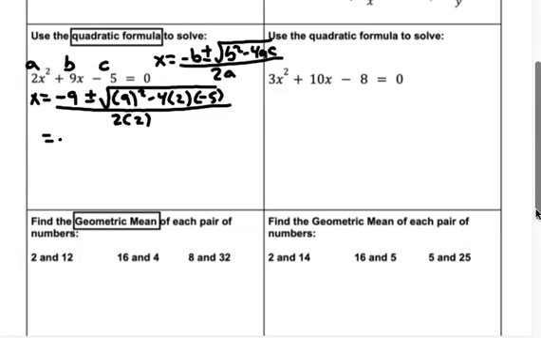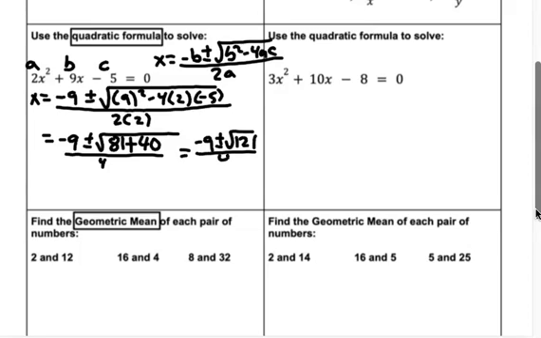Okay, next step, we have negative 9 plus or minus the square root. This is 81. Be careful here, we have a negative 4 and a negative 5, and a negative times a negative is a positive. So this is plus 40, 4 times 2 times 5. All this is over 4. So this is equal to negative 9 plus or minus the square root of 121 over 4. And 121 is a perfect square.